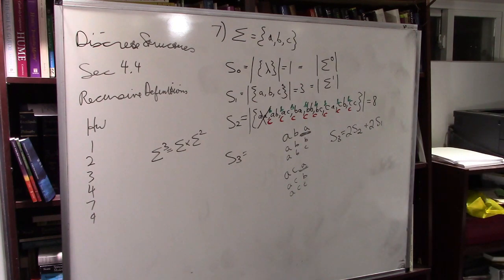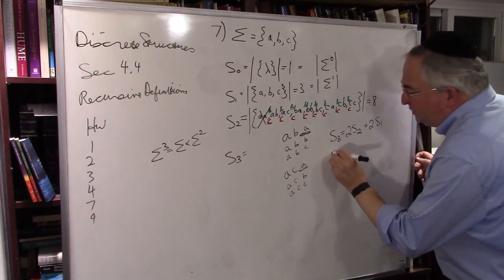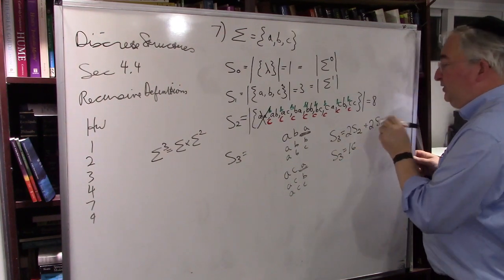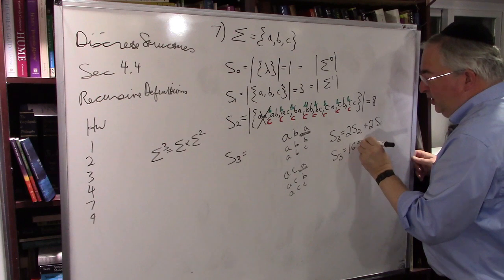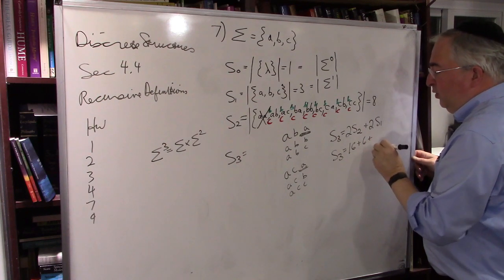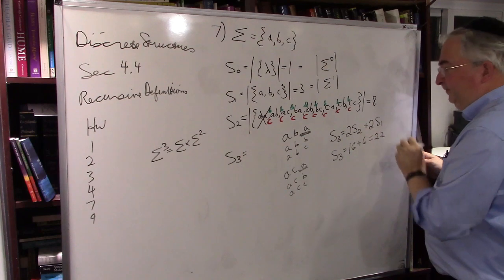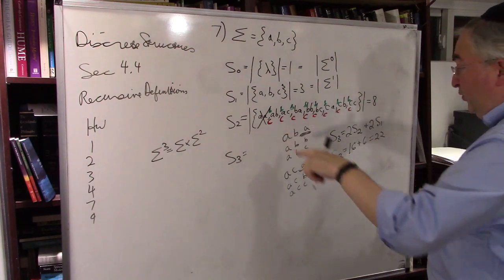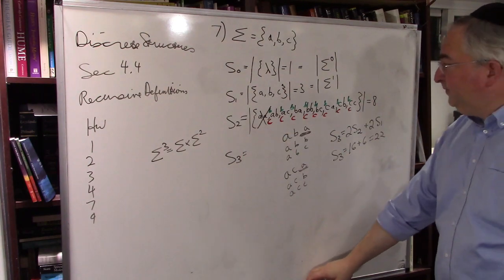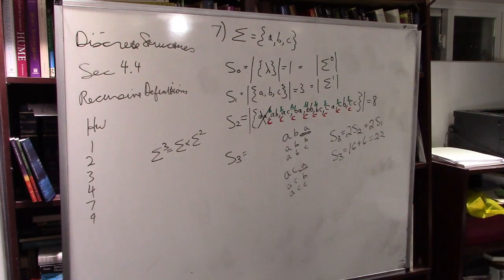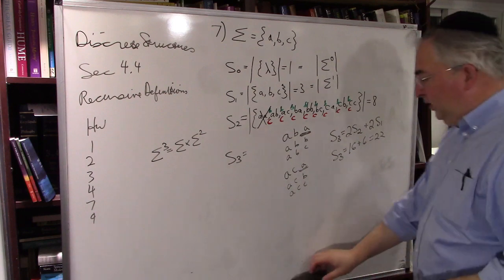Okay, in this case S3 would equal 2 times 8, which is 16, plus 2 times 3, which is 6, which is equal to 22. So instead of 29, all of them, we have 22. Notice none of these have an AA. Great.